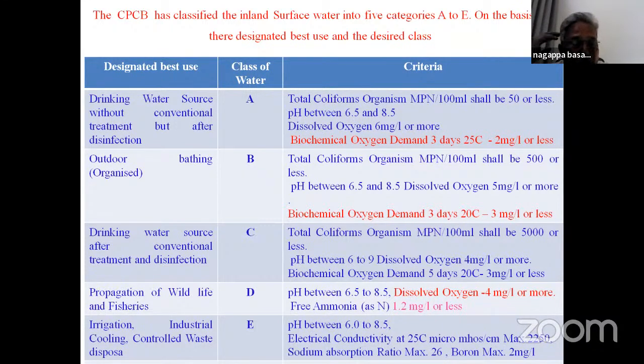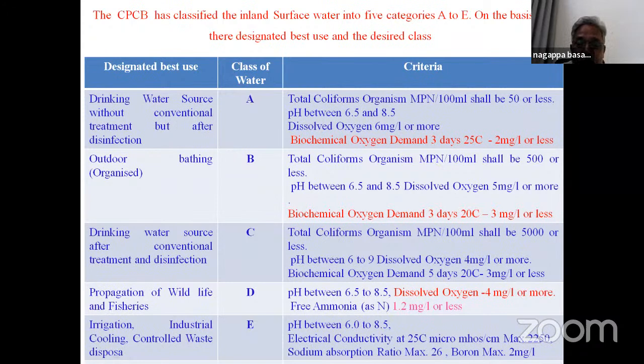Drinking water source after conventional treatment we call Class C. Water quality best is Class A. Coliform is 5,000. We have to treat it and, after disinfection, drink it. pH is 6 to 9, DO is 4 milligram per liter or more, BOD is 3 milligram per liter. This type of water quality we call Class C. Without treatment, we are not supposed to drink Class C water. After treatment and disinfection, we can drink it. No issue at all.